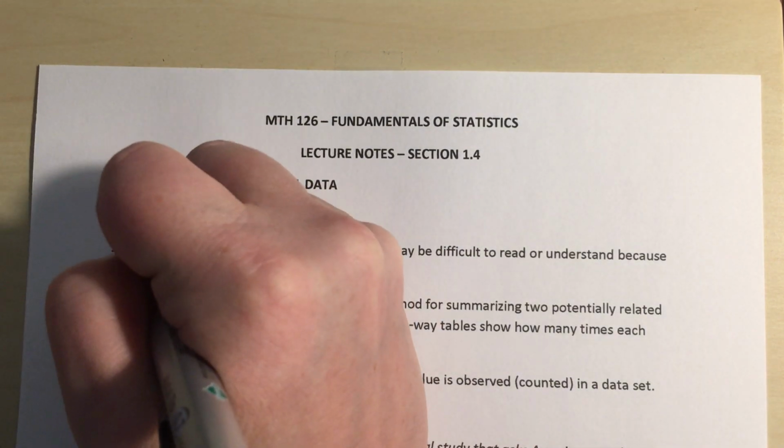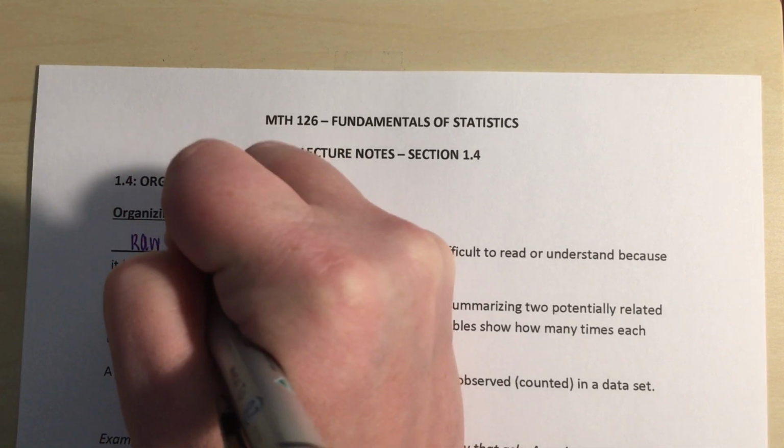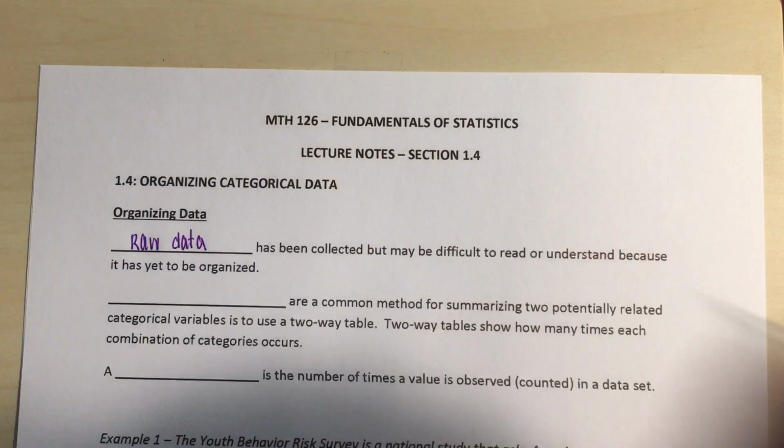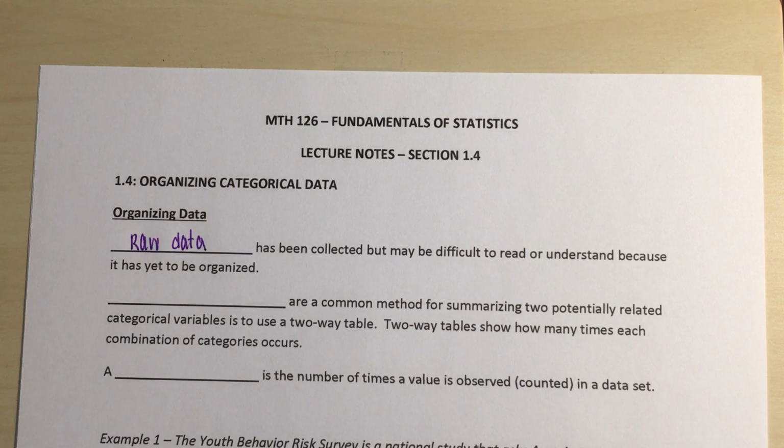So raw data has been collected, but it may be difficult to read or understand because it has yet to be organized. So this is just collecting and looking at once we have our basic data set.